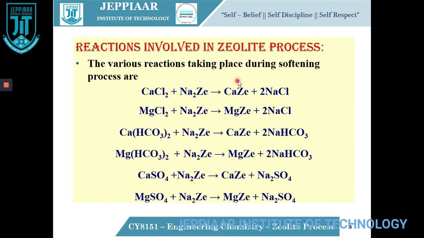So after the end of the reaction, you can see we get calcium and magnesium zeolite as a product, which will be held in the center of the cylinder. Then the sodium salt-containing water will be let out as outlet water, like sodium chloride, sodium bicarbonate and sodium sulfate water. So this is the way we do the water softening process by zeolite.